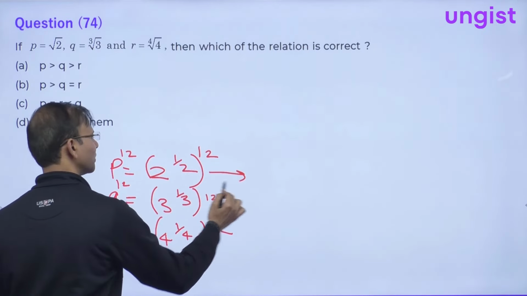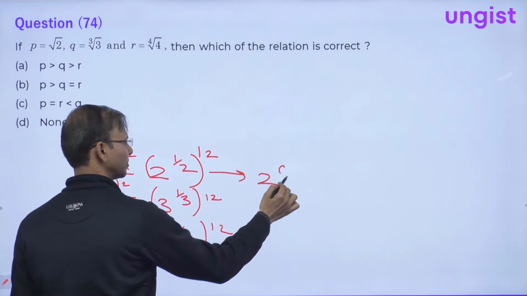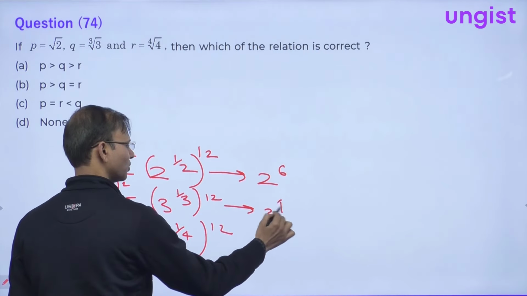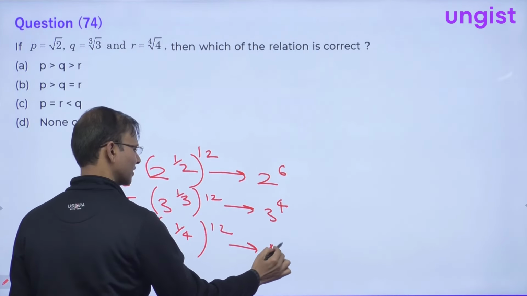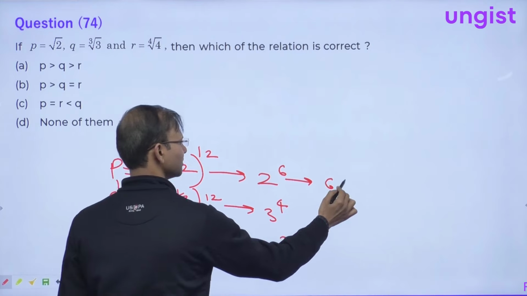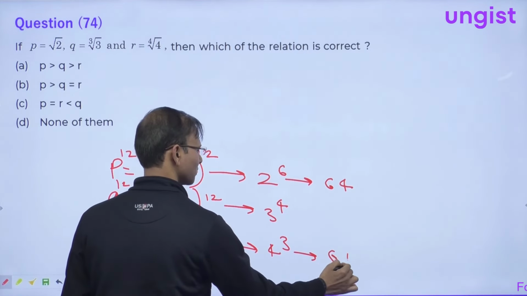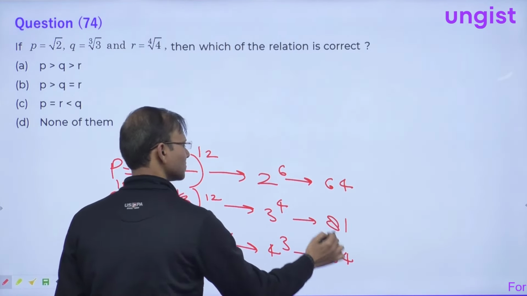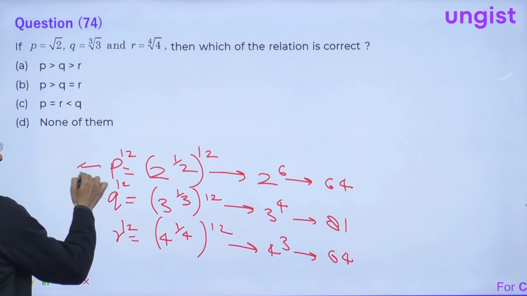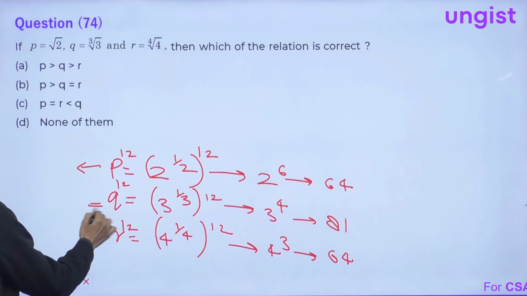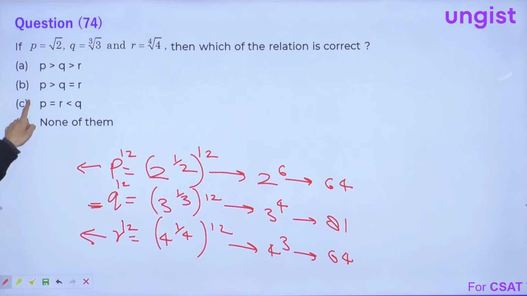Power to power is the product of the powers. So this is 2 to the power 6, this is 3 to the power 4, this is 4 to the power 3. So this is 64, this is also 64, and this is 81. So P and R are equal and Q is greater than them.